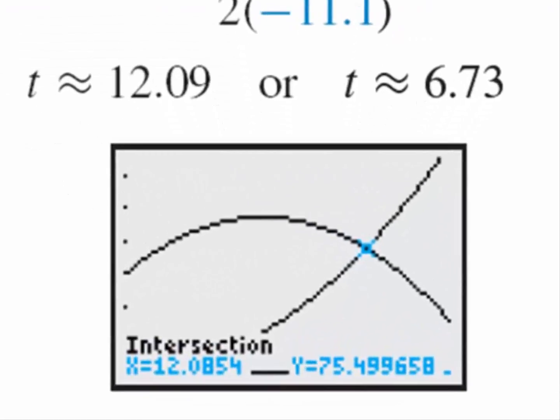To verify this using a graphing calculator, our point of intersection is about 12.9 and the y was about 75.5. So we would say at this point, in about the year 2012, these two were equal, and that would be about 75.5 million. Beyond 12 years, the DVDs will outsell the video cassettes.